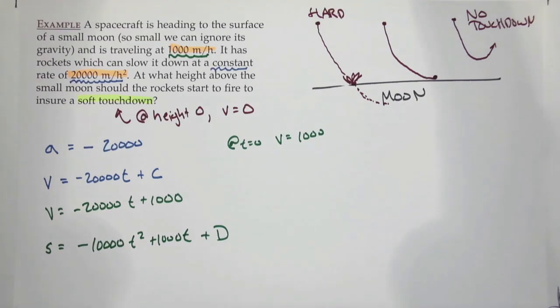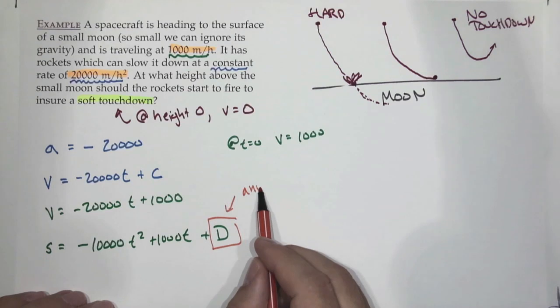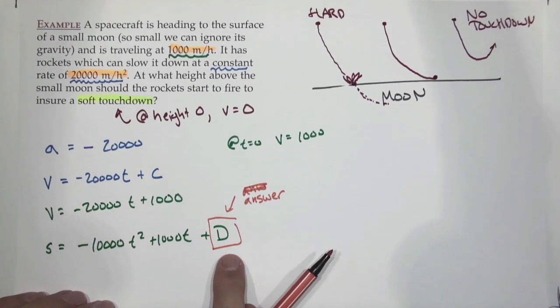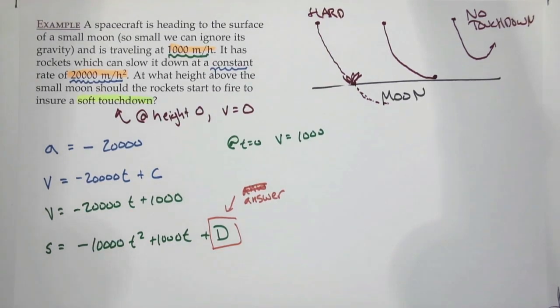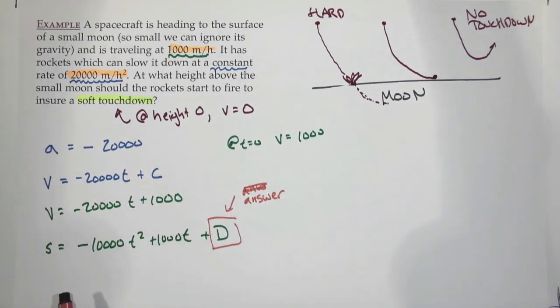Now, good news. We want to know how high we are at time 0, because that's when we should start firing our rockets. So we plug in 0, and what do we get as our answer? Well, d. So this is our answer. Now, there's one small problem with this particular answer, in that we don't know what the constant is. Yes, our answer is a number, but we want something more specific. How can we figure that out? The velocity at height 0 should be 0. Velocity at height 0 should be 0. Huh. So how does that help us?